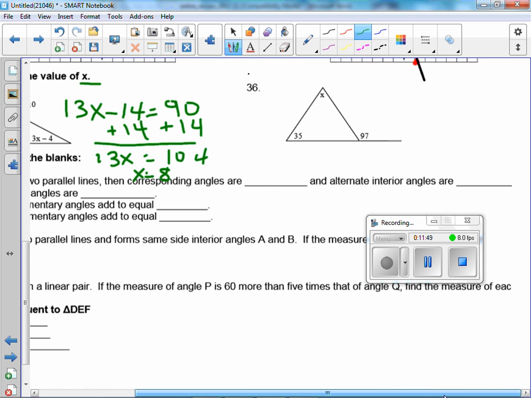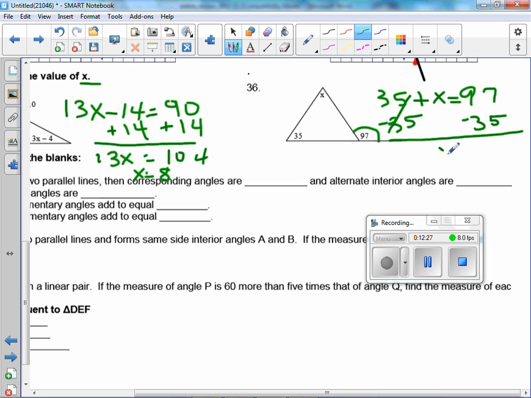Looking at number 36. Okay, so we know that an exterior angle is equal to the sum of the two remote interior angles, from the rule. And so we look at 35 plus x equals 97. Now we're going to subtract 35 on both sides. x is equal to 62.